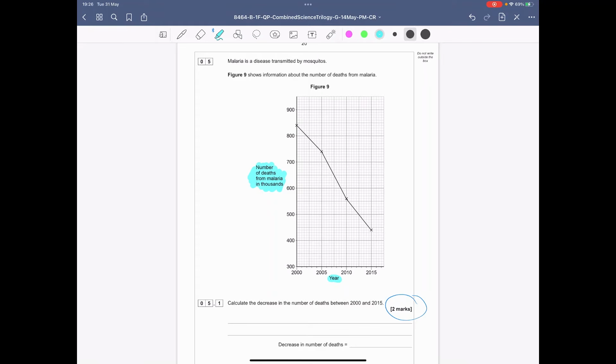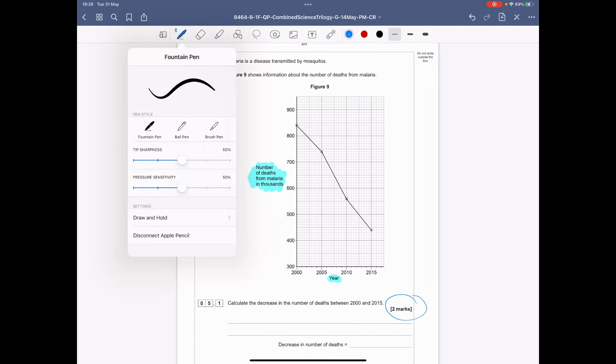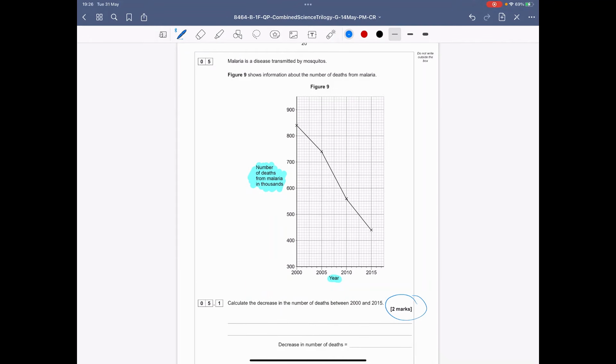So you've got the year, but it's the number of deaths from malaria in thousands. So if I was reading at 400, it's actually 400,000 people. Okay, so that will be important when we do our calculation.